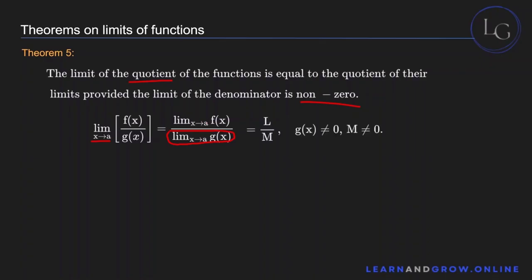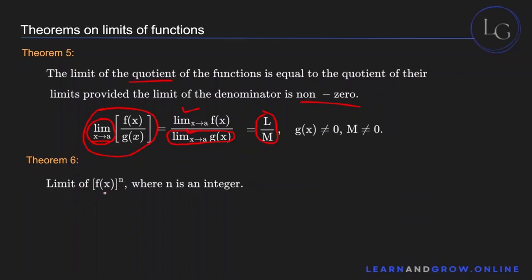So as long as the denominator is not equal to 0, this entire thing over here is equal to L by M, right? So you can take these two limits common outside as 1 and then just divide the two functions.